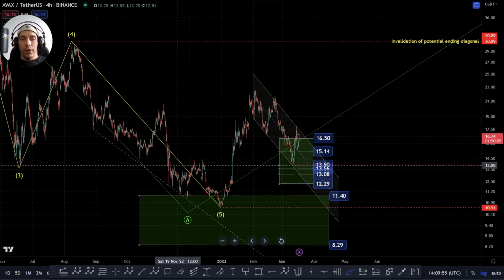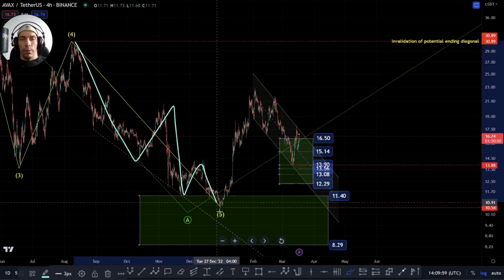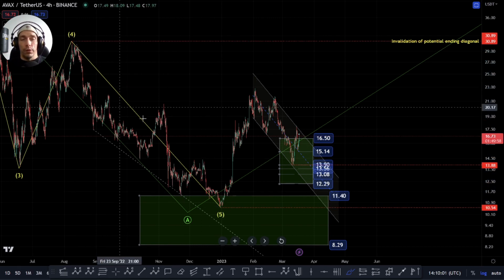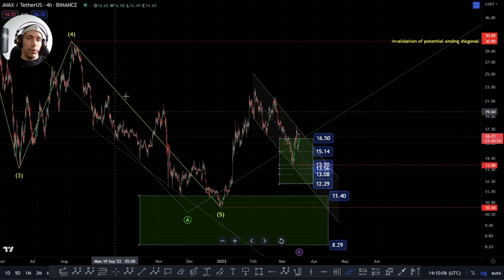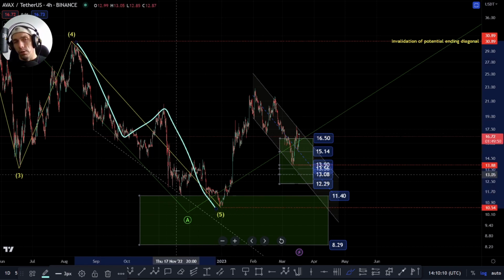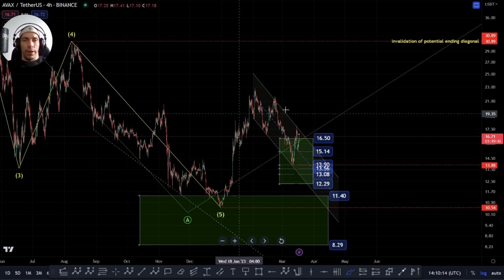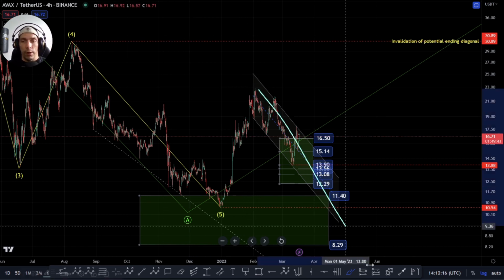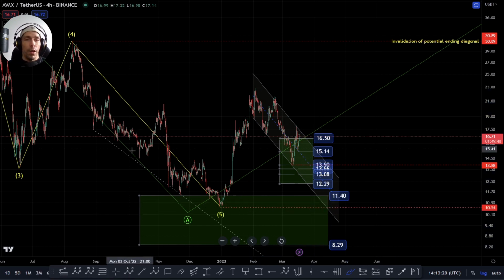It is possible to potentially count it as a diagonal where basically this becomes a 1, 2, 3, 4, and a 5, and then that's completed, which is fine. But we need to just be aware that we could still just count that as an A, a B, and then potentially a C down into this low. Because of that fact, what we need to be careful of is if this is a running flat here, we could actually break to the downside one more time and take this low of this 1054.